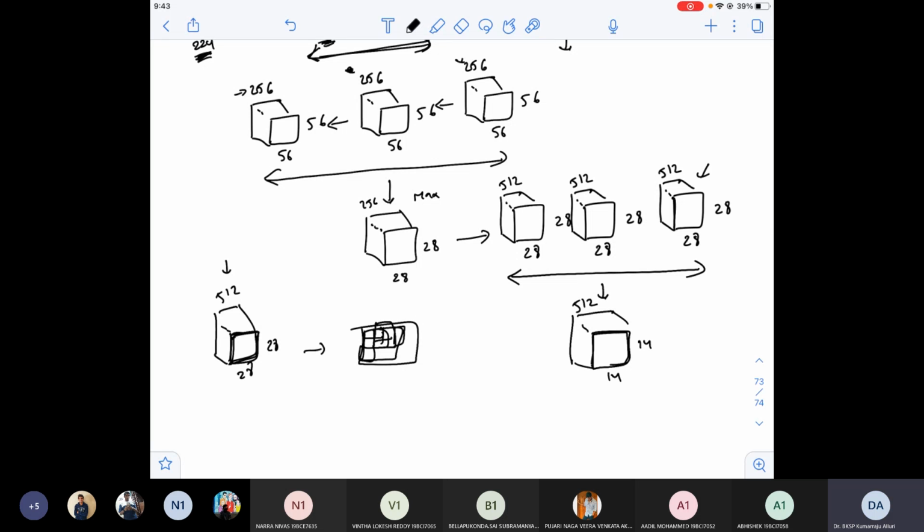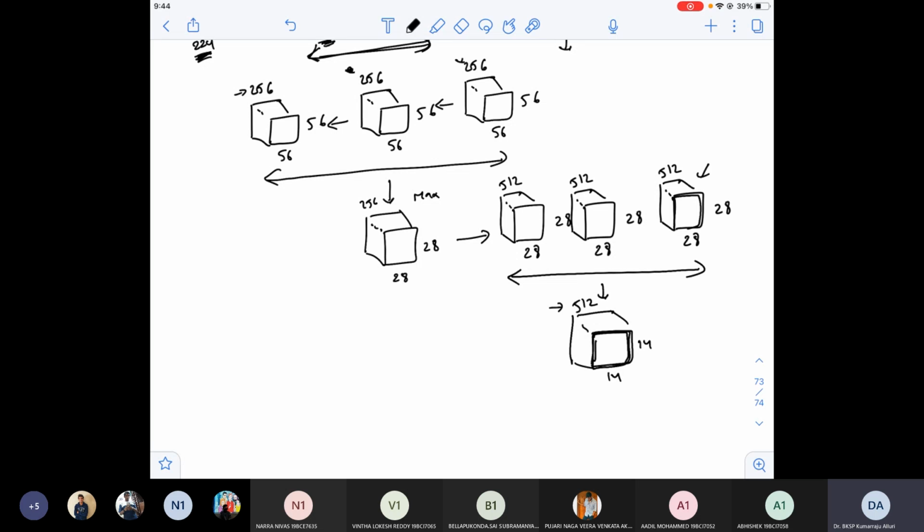That means for one frame, you'll get one small, reduced frame. 28 by 28 is now reduced to 14 by 14. Again, you take the next channel and apply the 2 by 2. That means how many such filters do you have to apply? 512 filters. For each of the 512 channels, you'll get one small output, that is 14 by 14. There will not be any parameters that you have to remember.